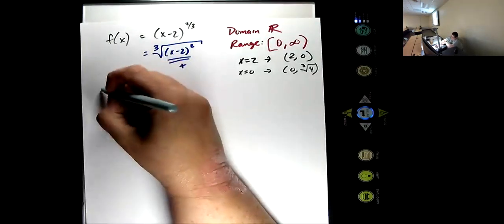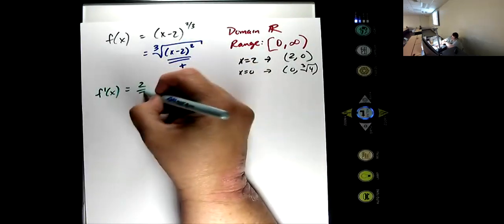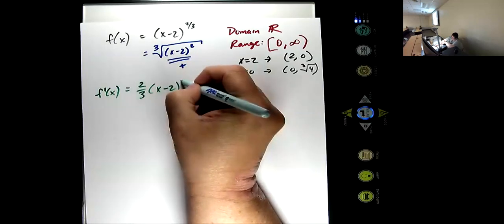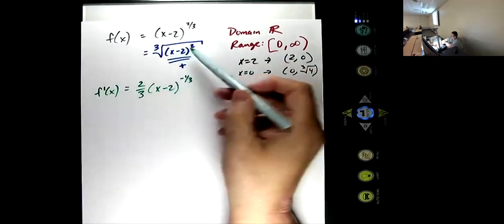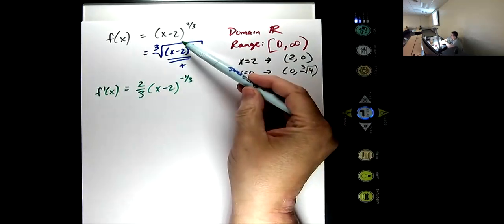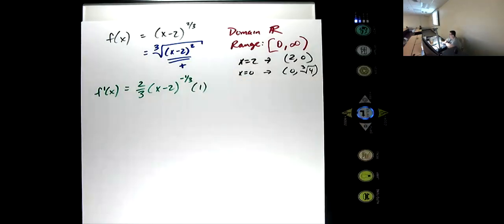All right, so f prime of x, I think it's easier to go off that one. We got 2/3 (x minus 2) to the negative 1/3 if we subtract a 1. Then you take the derivative of the inside. Don't forget the chain rule. But the derivative of the inside is just 1 here. I'm going to write it, even though it doesn't change it, just as a reminder, you always take the derivative of the inside.